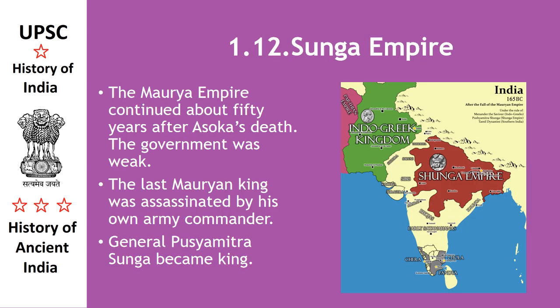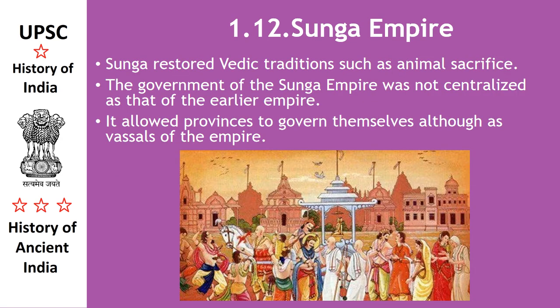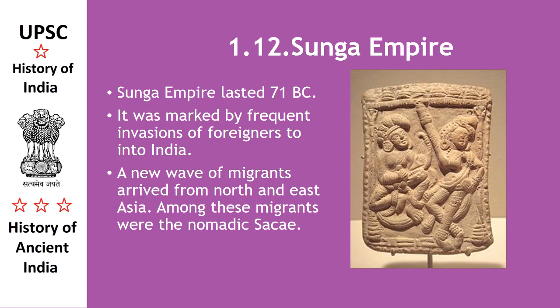Sunga Empire. The Maurya Empire continued about 50 years after Ashoka's death. The government was weak. The last Mauryan king was assassinated by his own army commander. General Pushyamitra Sunga became king. Sunga restored Vedic traditions such as animal sacrifice. The government of the Sunga Empire was not as centralized as that of the earlier empire. It allowed provinces to govern themselves, although as vassals of the empire. The Sunga Empire lasted until 71 BC.